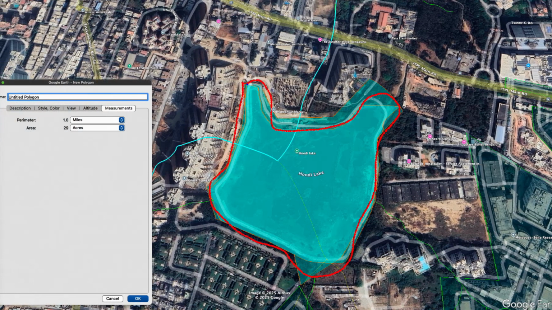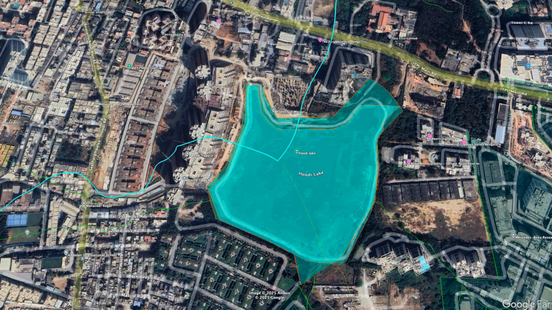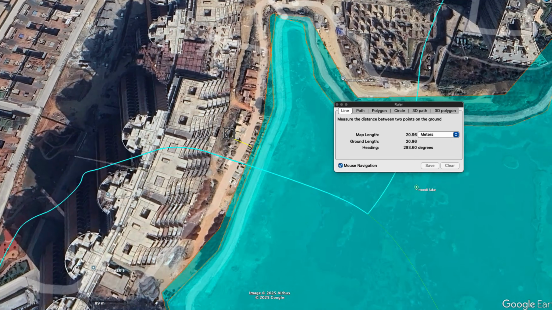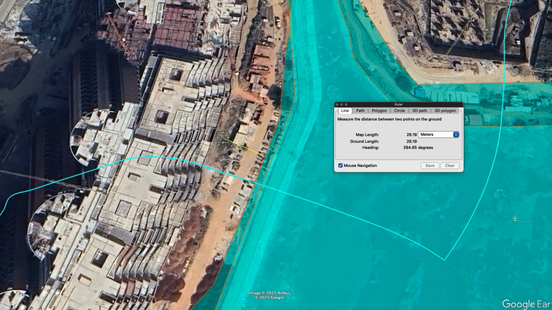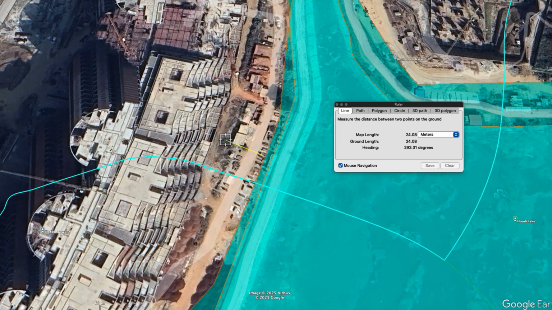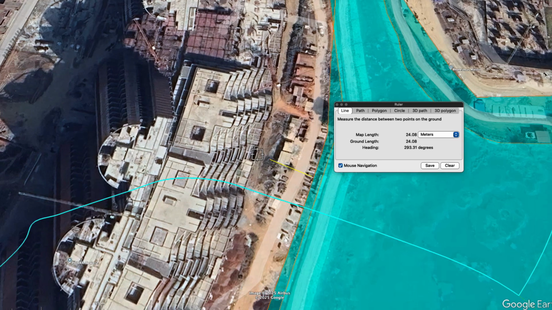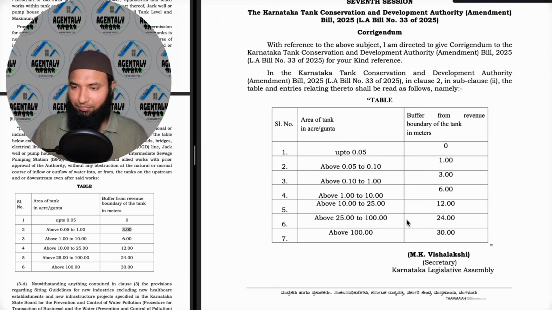So let us try measuring. I'll show you an example. 24 meters, till here. Instead of 30 meters, now there is a discount. See, it was 30 meters. Now the discount is 24 meters. A 6 meter discount.